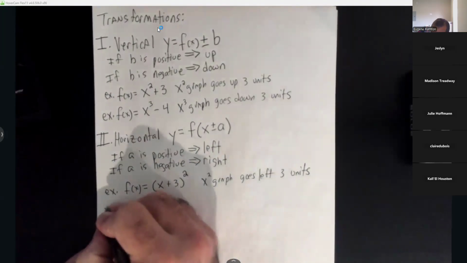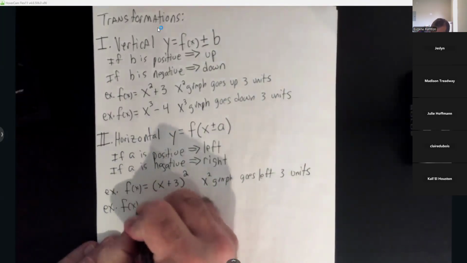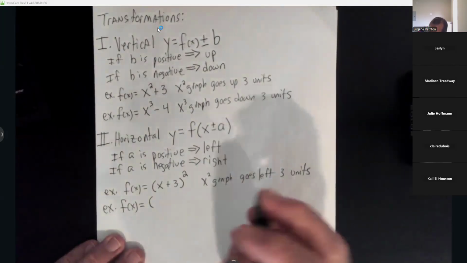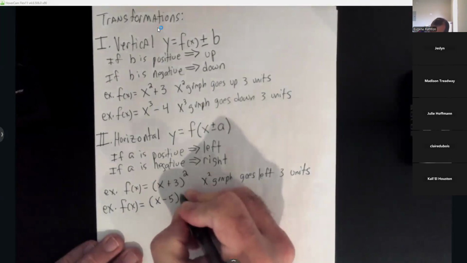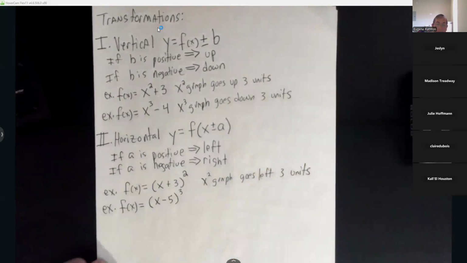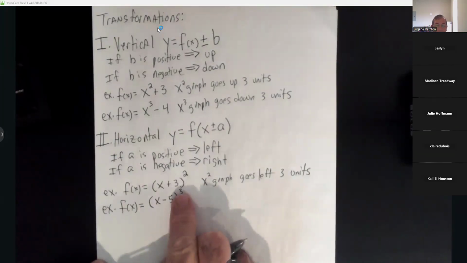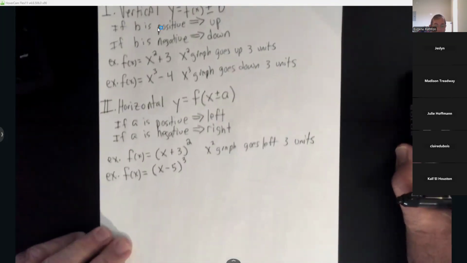Okay. So another example, let's make this minus. What if I had (x minus 5) cubed? Right, so the same thing. This will take the cube graph right 5 units since it's being subtracted.